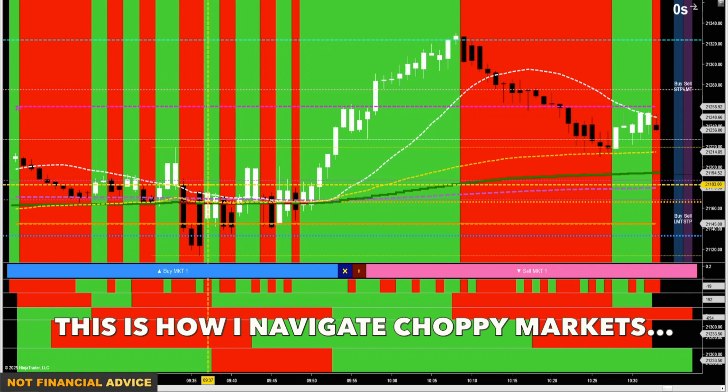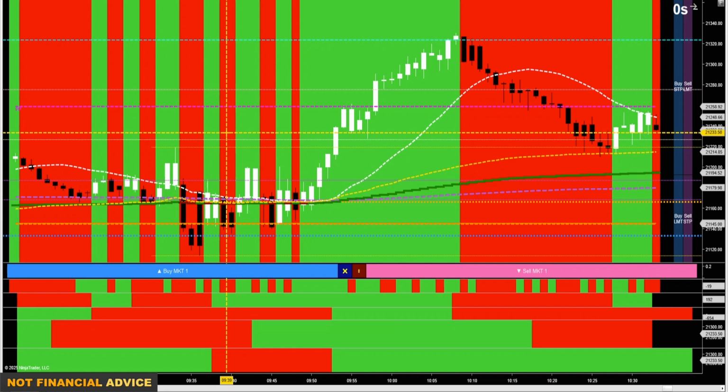Here we got the HEIKIN ASHI change. So I might be looking for a break above the high of this candle. Never got the break. No trade.